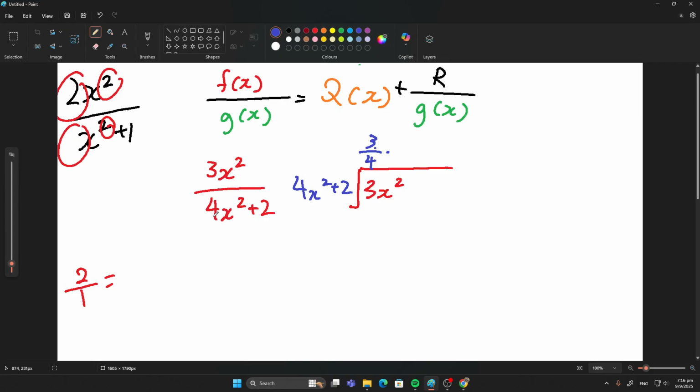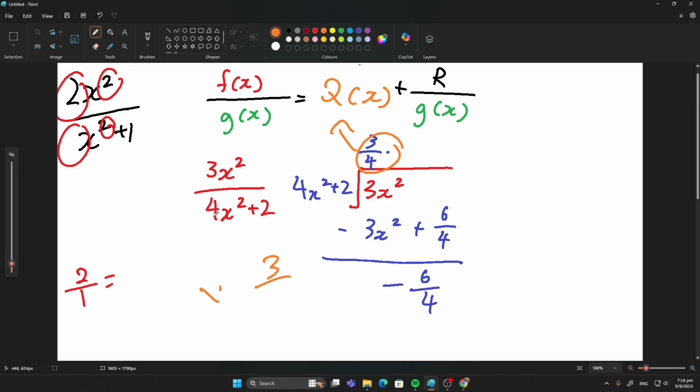So what is 3 over 4 times 4? It's just 3. Then what is 3 over 4 times 2? It's 6 over 4. Minus, I get minus 6 over 4. Notice how I'm still getting 3 over 4. So my y is 3 over 4. See? 3 over 4. So this is the second case.